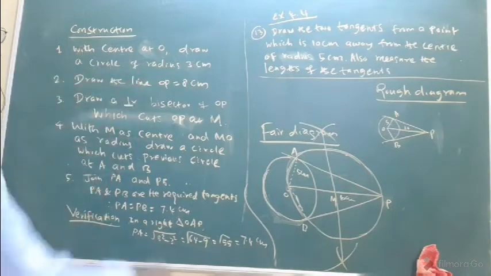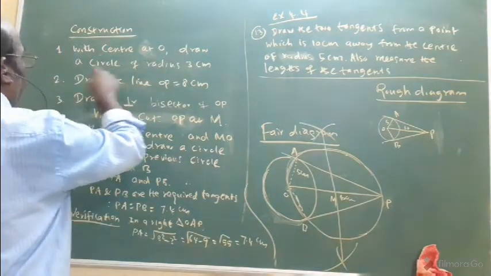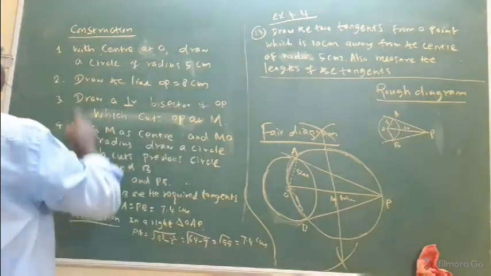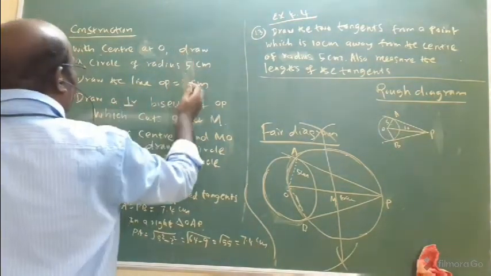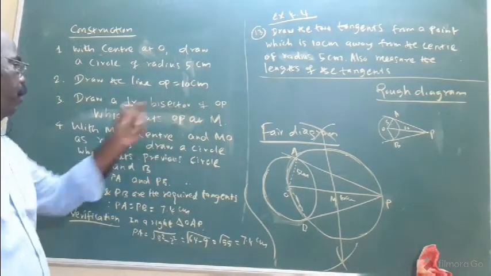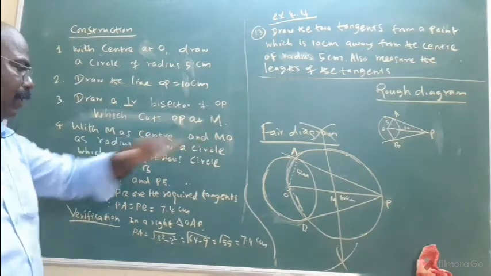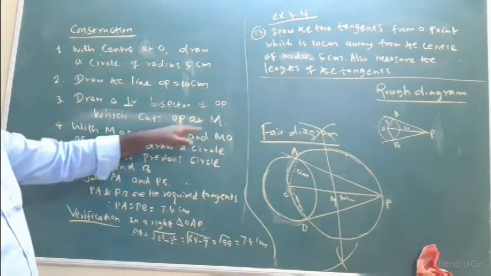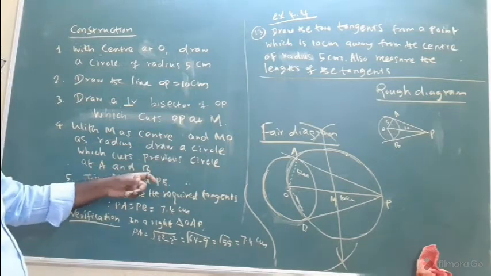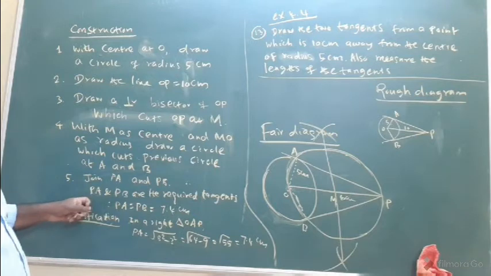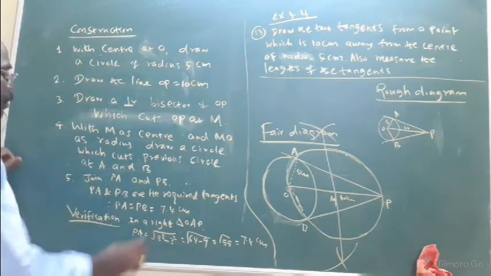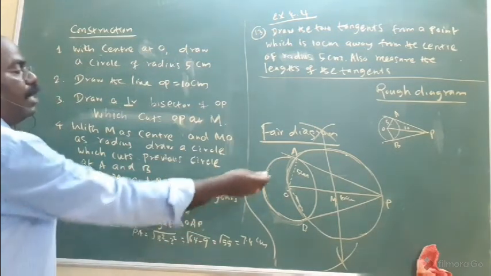Now the construction is what? With center O, try a circle of radius 5 centimeter. Am I right? Draw the line OP of 10 centimeter. Then draw the perpendicular bisector of OP which cuts OP at M. With M as center and MO as radius, try a circle which cuts the previous circle at A and B. Join PA and PB. Therefore, PA and PB are the required tangents. Now by using the scale, take the measurements.